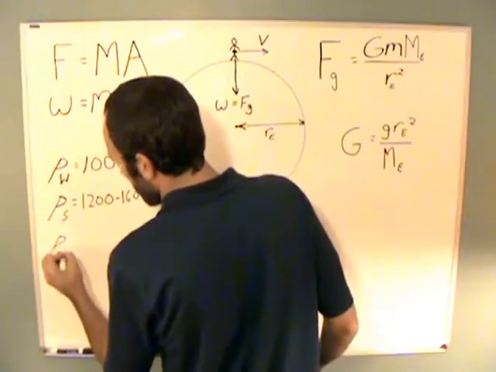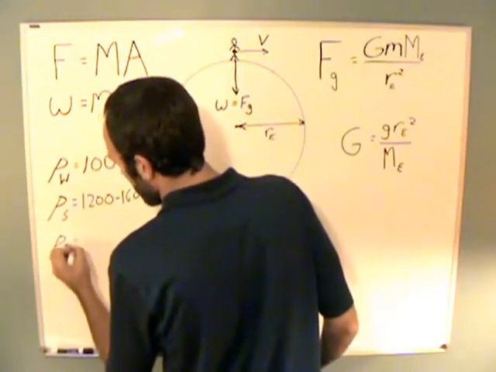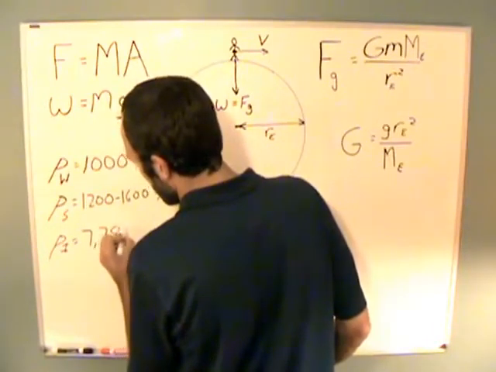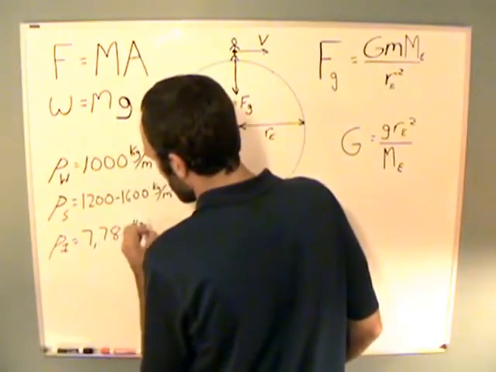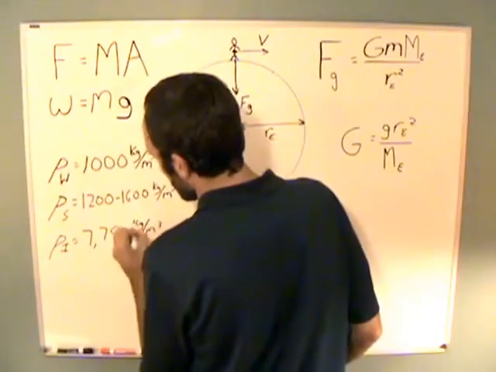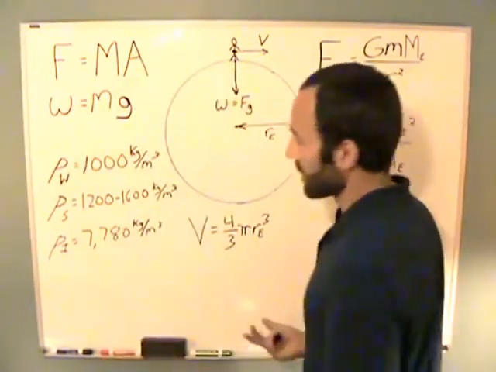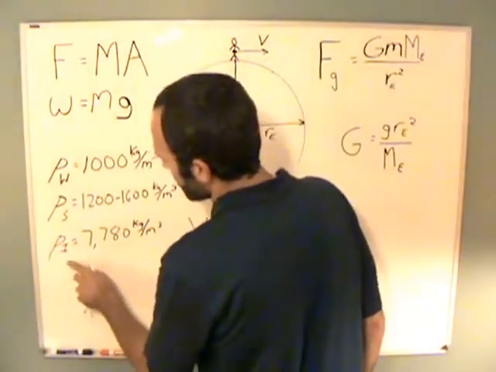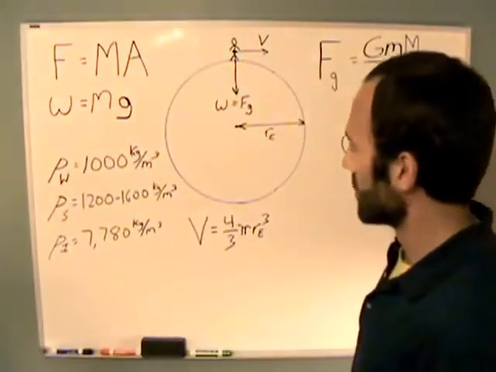because they were building things out of iron a long time before that. We'll call that rho I. And that is equal to 7,780 kilograms per meter cubed. Now, whether they were using metric units again, I don't know, but they would have had their units that could be converted to the units I'm using now, or the metric units I'm using now.